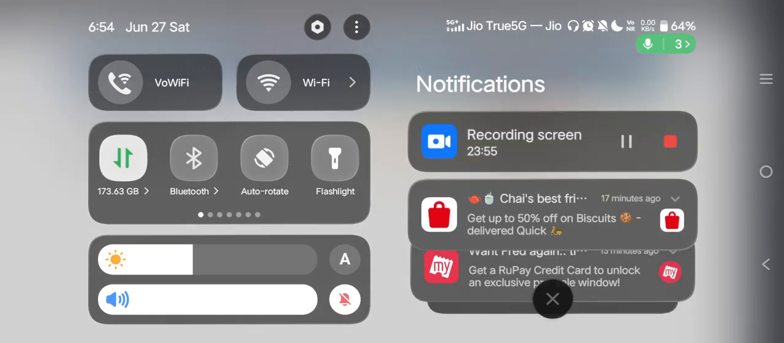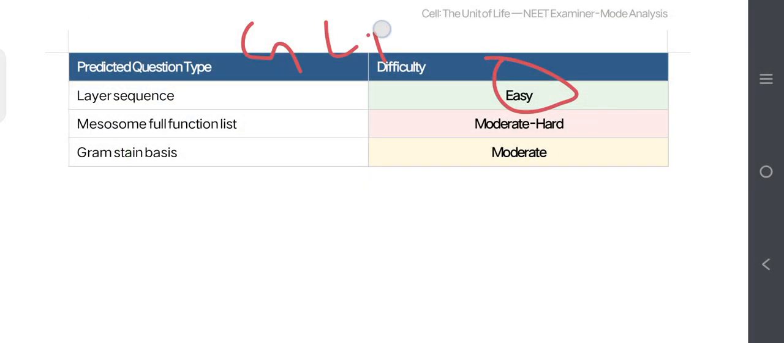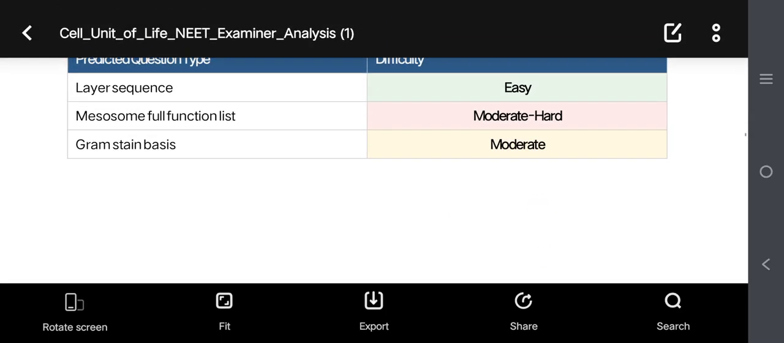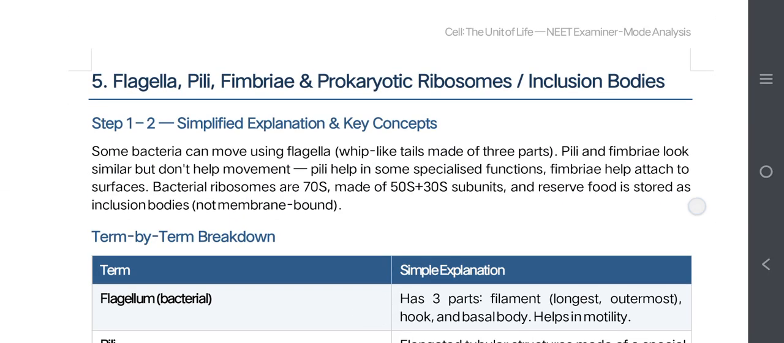Glycocalyx, cell wall, and plasma membrane. We talked about that. The mesosome full function list can also be given in a moderate to hard form, because it is very confusing to list out. And the Gram staining basis is also a moderate one for making MCQs.